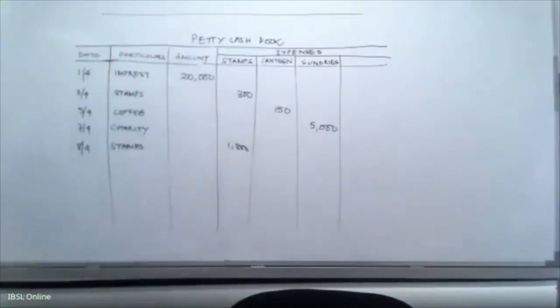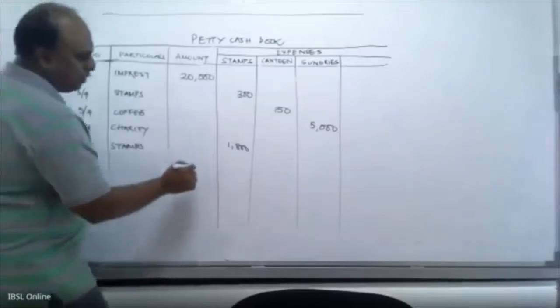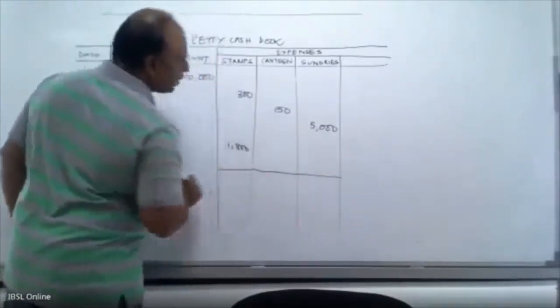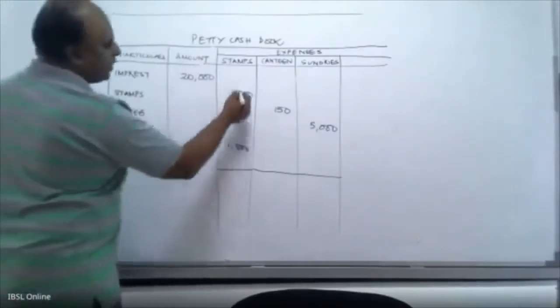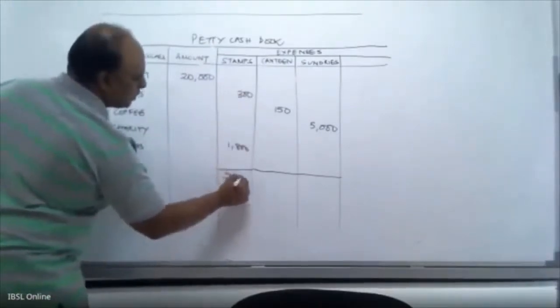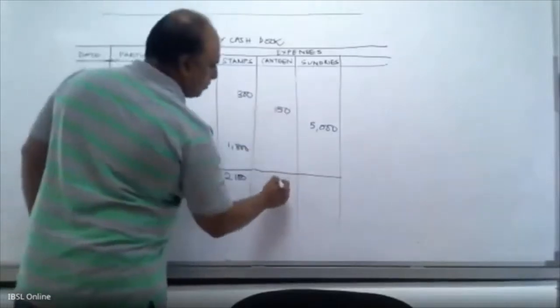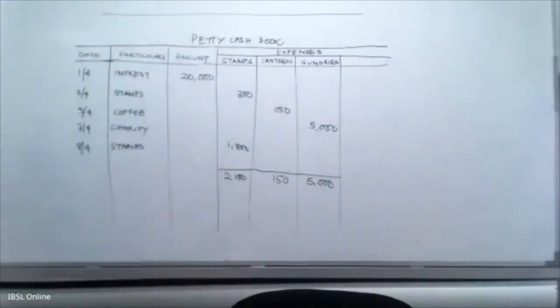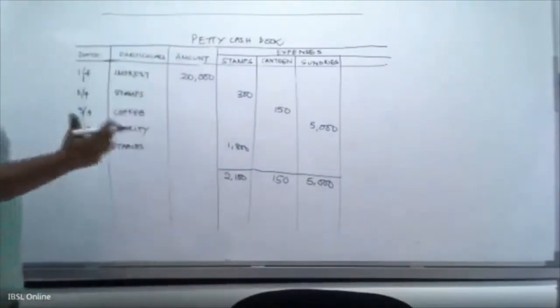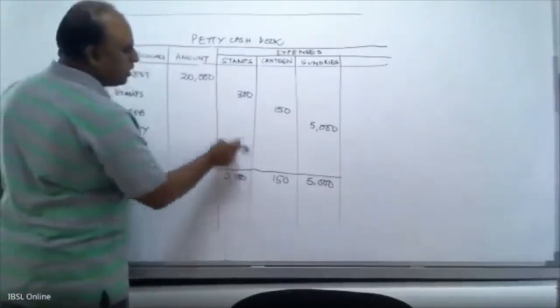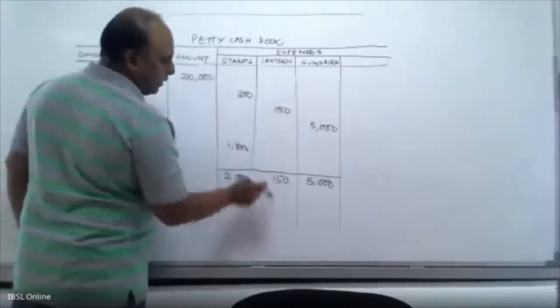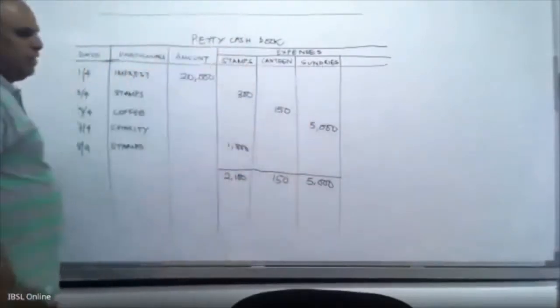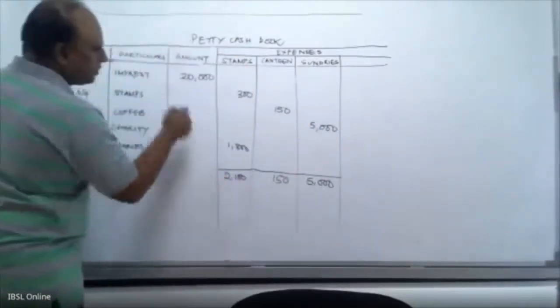Okay. So now you reach the month end, assuming that this question doesn't have any other transaction. At the month end, what you do is take a total of all these. So 1,800 plus 300 means 2,100. Here you have 150, here you have 5,000. So after taking 20,000 from the main cash officer, you have spent 2,100 for stamps, 150 for canteen, 5,000 rupees for the sundry.